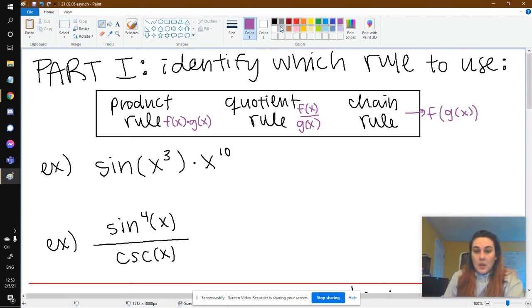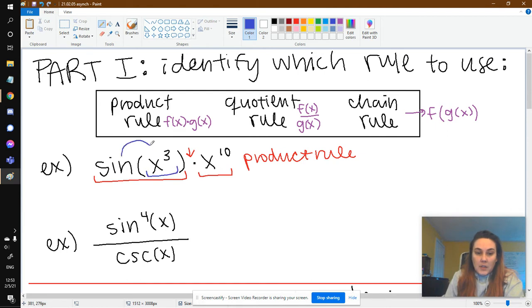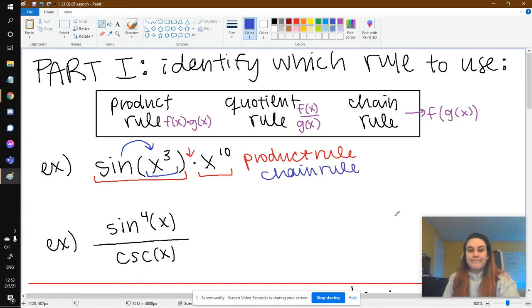All right, so here I'm identifying there definitely seems to be two functions being multiplied. So product rule is going to be one of my answers. But then I'm also noticing that there is a function inside of sine. That's composition, so chain rule is also going to be another one of my answers. Bada bing. That's all you have to do. You do not have to take the derivative. If you want to take the derivative, stay tuned for the end of this video.